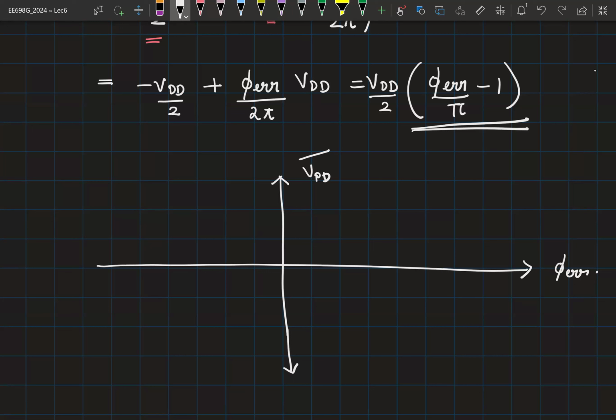Is it plus VDD by 2 or minus VDD by 2? Minus VDD by 2, right? When phase error is equal to pi, what do you expect? 0. And for 2 pi, you will have the same plot. Right? Now you can also plot this on the other side.